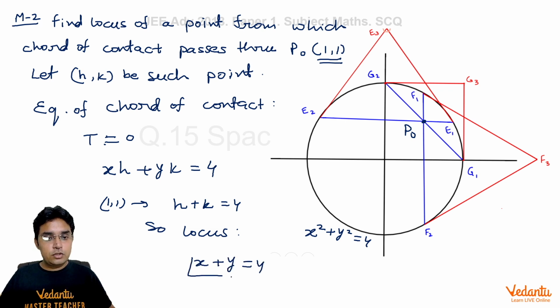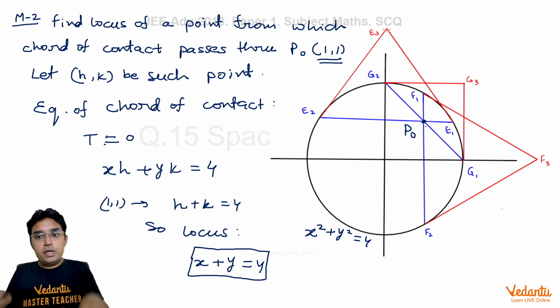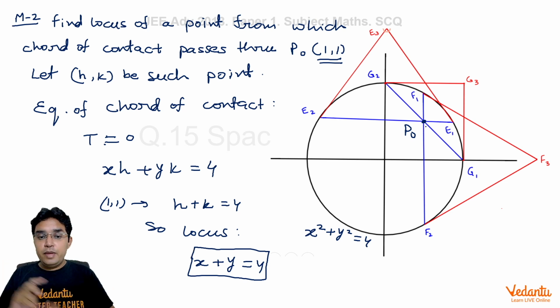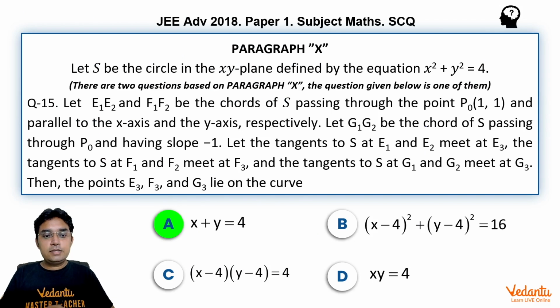So from this also we can say that all these points from which the chord of contact passes through P naught will be lying on this locus x plus y equal to 4. So hence answer A. So this completes my solution of this question.